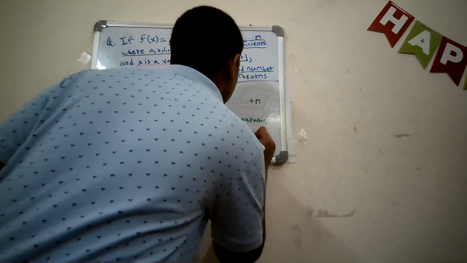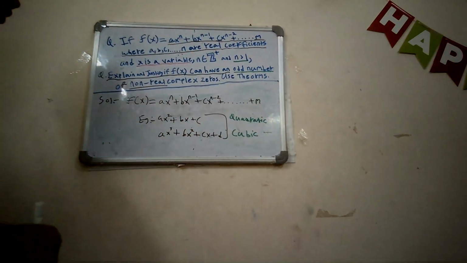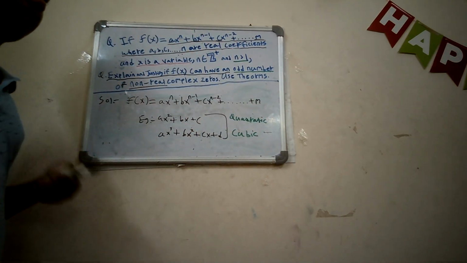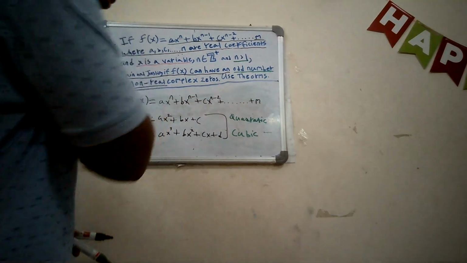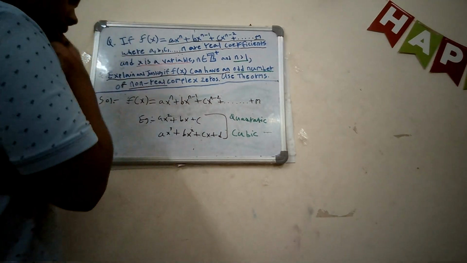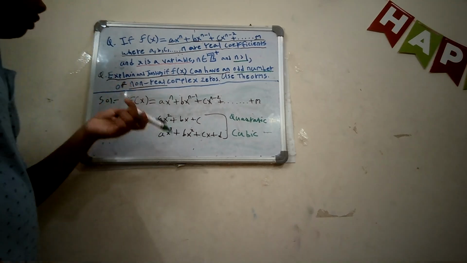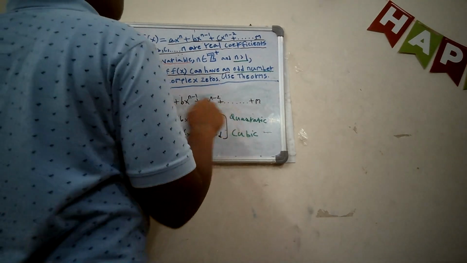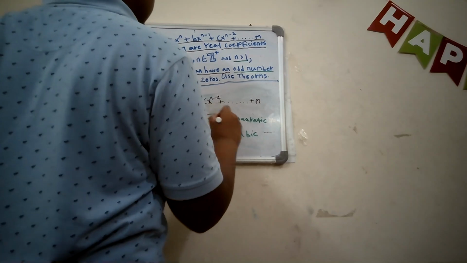This is cubic, and so on up to quartic. So for quartics, it will be x to the 4 plus bx cubed plus cx squared plus dx plus e equals 0. So these are the polynomials, okay? And for the zeros of it, we just let it equal to 0.